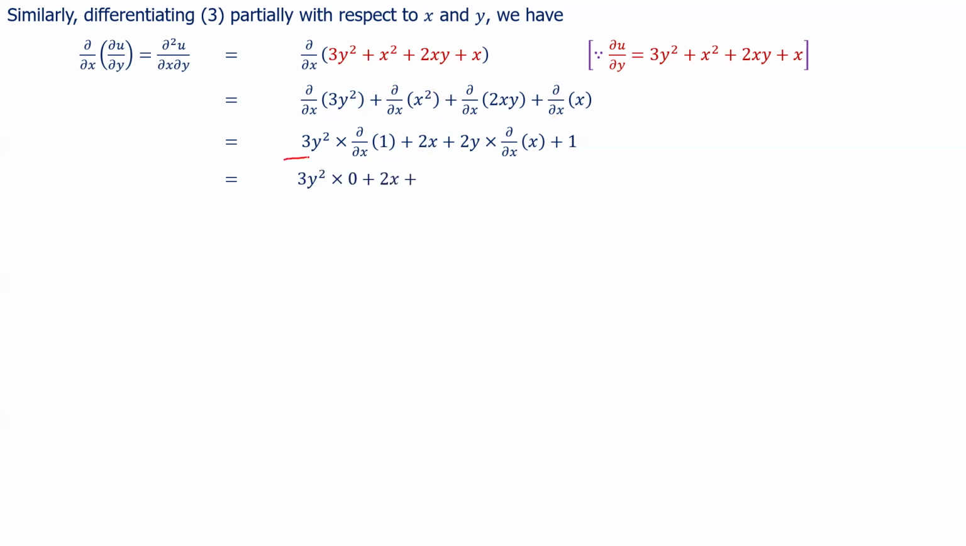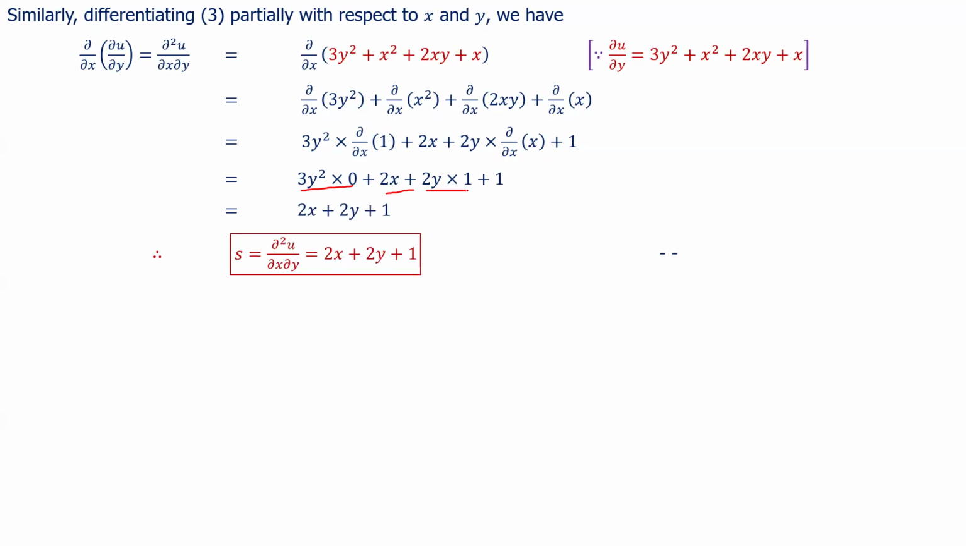Here 3y square, partial derivative of 1 with respect to x is 0, plus 2x, plus 2y, partial derivative of x with respect to x is 1, plus 1. If you simplify it, the first term is 0. So 2x plus 2y plus 1. This is s again. It is the partial derivative of u with respect to x and y, and it gives us 2x plus 2y plus 1 in this example.